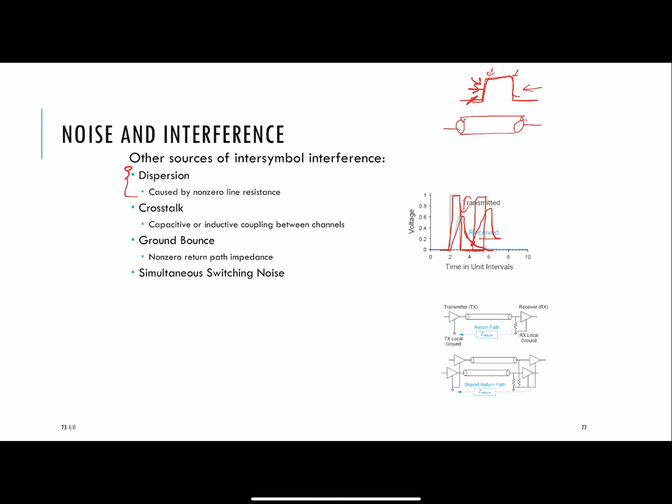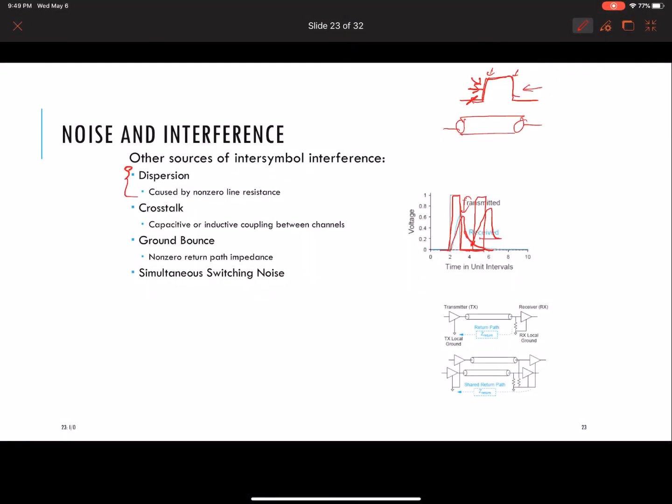And then you have crosstalk issues, both capacitive and resistive crosstalk.